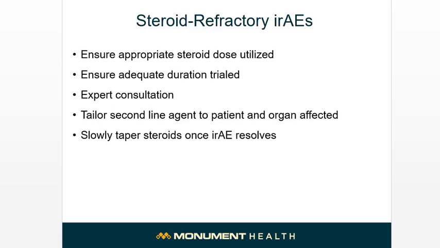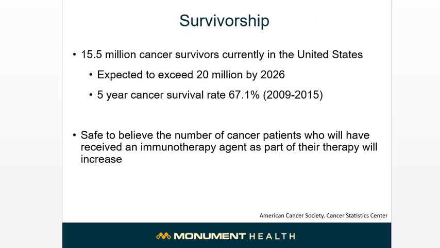Key takeaways in steroid-refractory irAEs are to make sure that the appropriate steroid dose has been utilized, ensure an adequate duration is trialed, get an expert consultation, as well as tailor the second-line agent to the patient as well as the organ affected. If the patient is continued on steroids with the other immunosuppressive agent, make sure that there's a slow taper of steroid once the irAE resolves and not abruptly discontinue therapy.